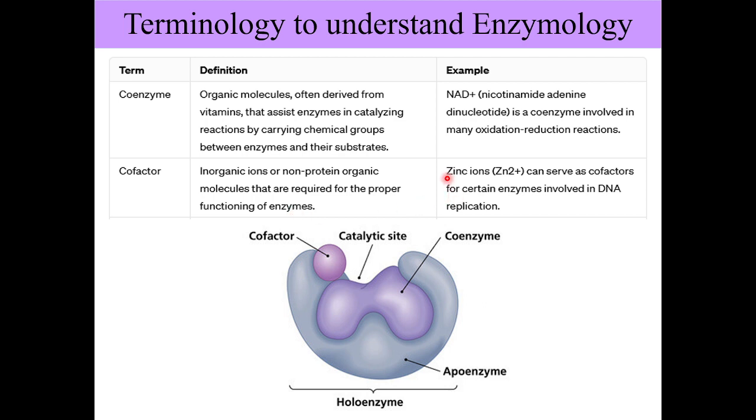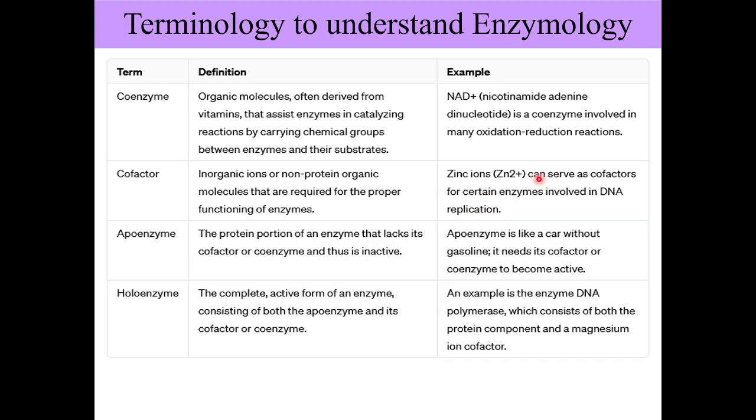Okay, so zinc ions, or Zn2 plus, can serve as cofactors for certain enzymes involved in DNA replication. Besides this, you know that Mg2 plus is required for the functioning of the chlorophyll molecule. Once again, for hemoglobin, we know that iron is very, very essential, right? So then we look at the other terms associated with enzymology.